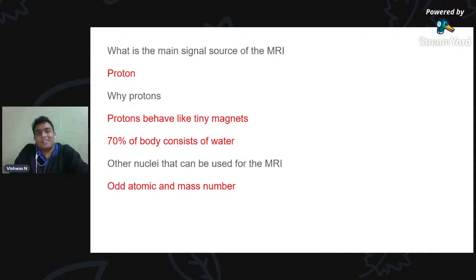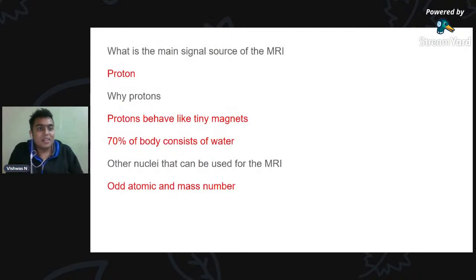What is the main signal source of MRI? It's just a proton. Why proton? Protons are just that one magnetic entity which you can take into the picture. 70% of the body consists of water. That means there is an immense amount of electrons and protons involved. So that is how your MRI comes into the picture. When there is an effect of the magnetic field which we see, then there is an effect on this functionality. So the magnetic field affects the actual movement here.